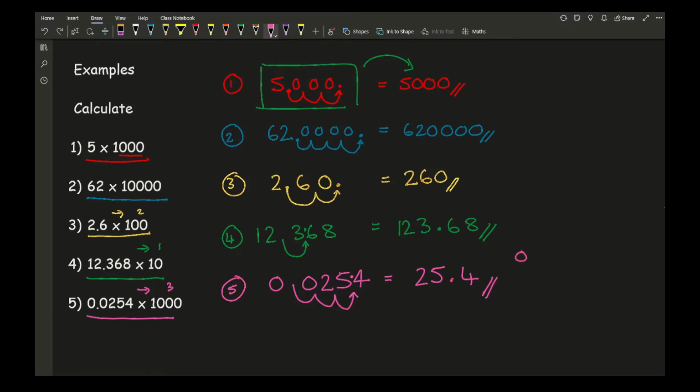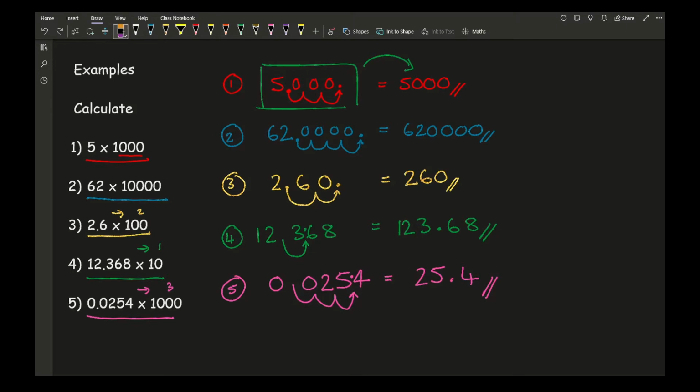Now, if you were to write it as 0025.4, then technically that's still correct. But again, if you've got zeros at the front, you just ignore them. And I certainly wouldn't scribble them out like that, but that would be the correct answer. Let's just get rid of that.